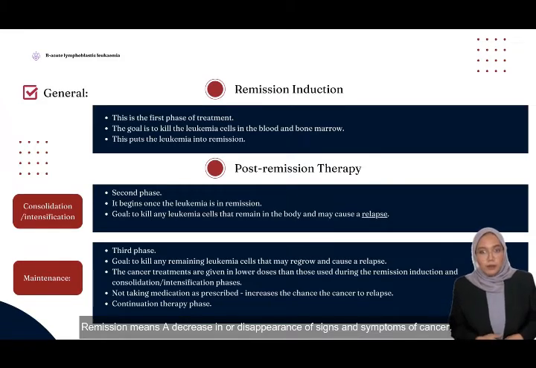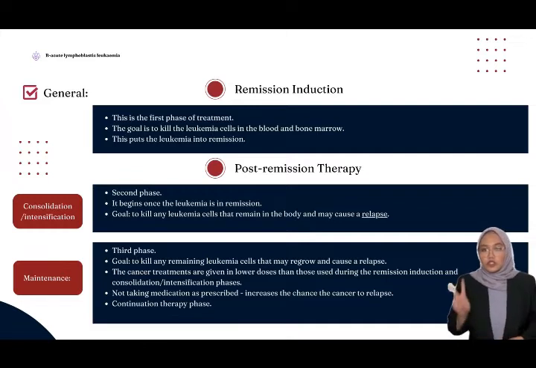Next is post-remission therapy, which includes 2 phases, which are consolidation or intensification, and maintenance. The consolidation phase begins once the leukemia is in remission. The goal of consolidation therapy is to kill any leukemia cells that remain in the body and may cause a relapse. The last phase is maintenance. The goal is to kill any remaining leukemia cells that may regrow and cause a relapse.